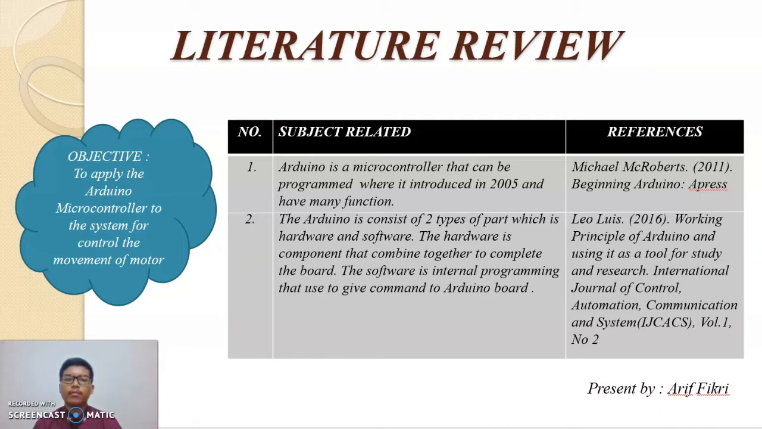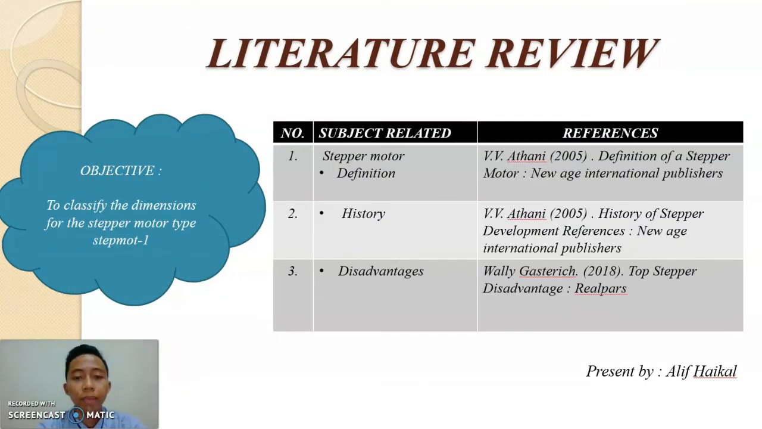The hardware consists of the microcontroller, external power supply, USB plug, internal programmer, reset button, analog pins, digital I/O pins, power and GND pins. The software of Arduino for developing sketches is known as the Arduino IDE, which has a text editor, message area, text console and toolbar. The text editor is where the simplified code can be written using a simplified version of the C++ programming language. The objective is to classify the dimension of the stepper motor type mode 1.